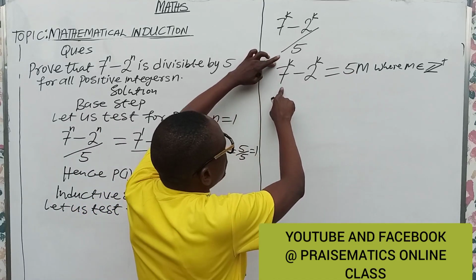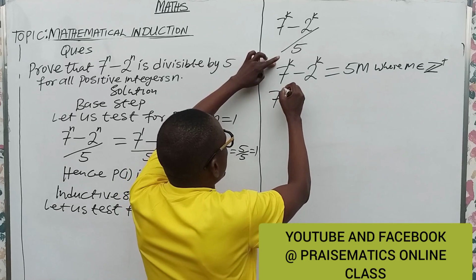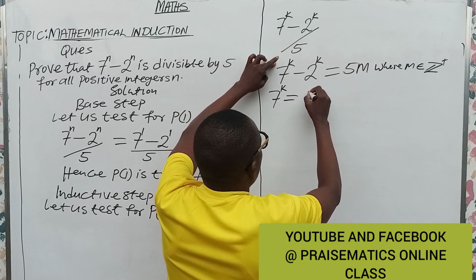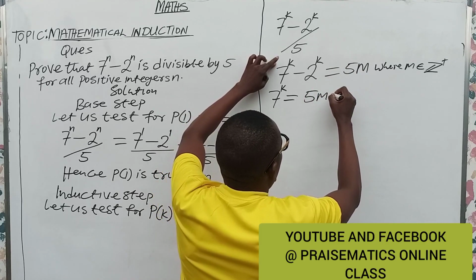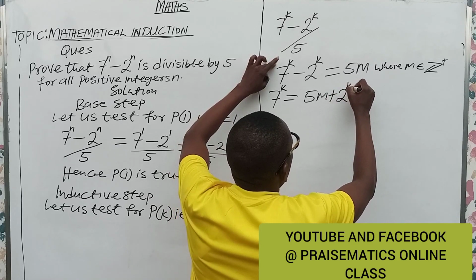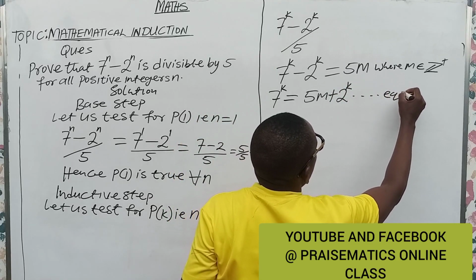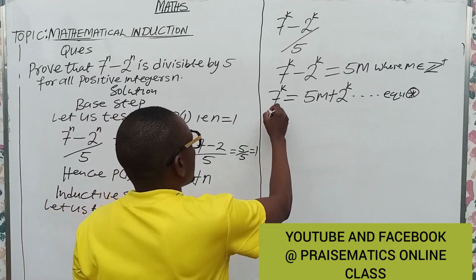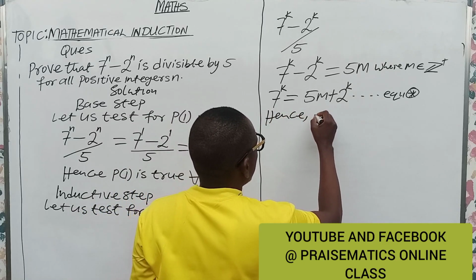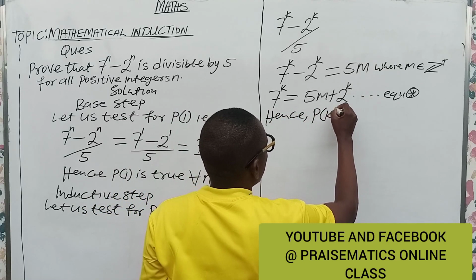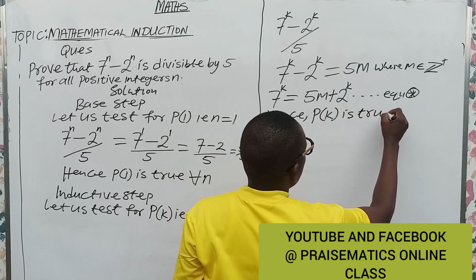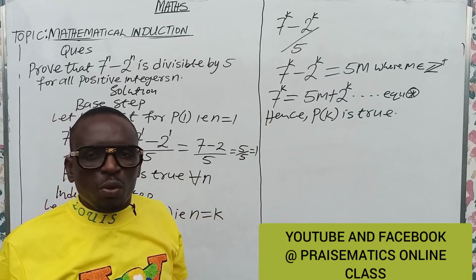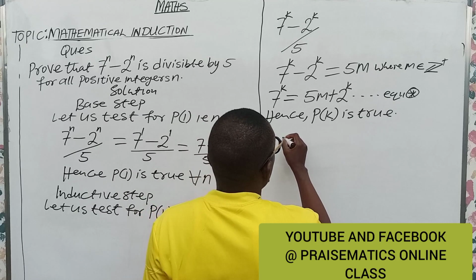So let's make this one the subject of the formula. 7 raised to power k is equal to, if you allow this to cross the sign of equality, 5m plus 2 raised to power k. You can call it equation star, whatever you want to call it. So having done that, P of k is true. Now I hope you understand it. P of k is true.